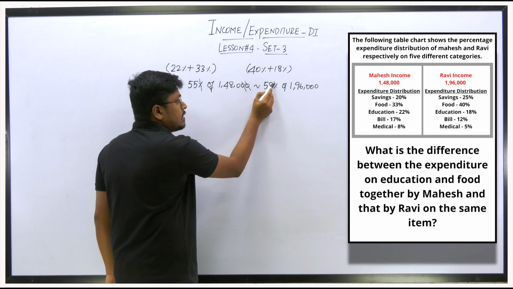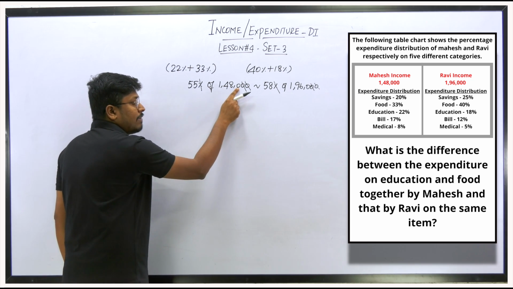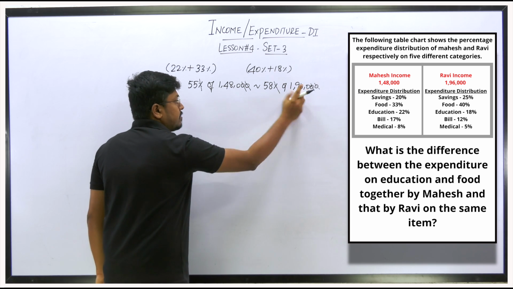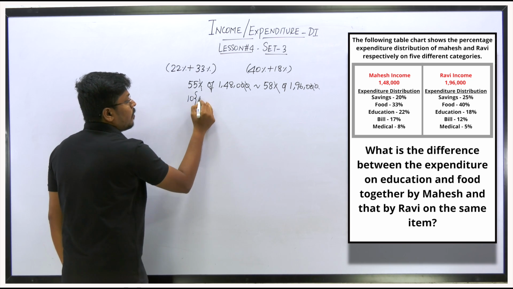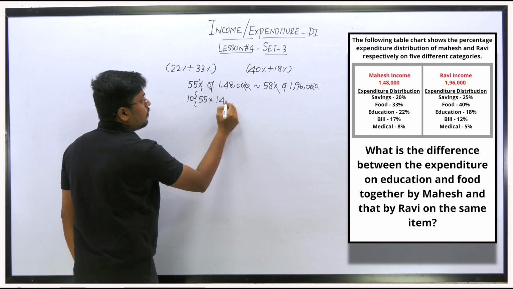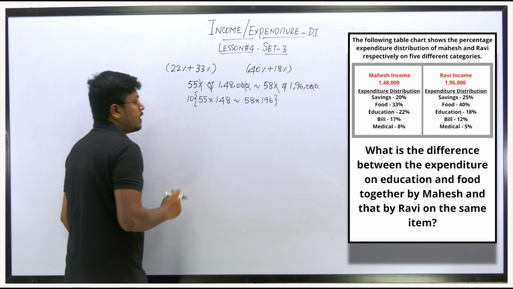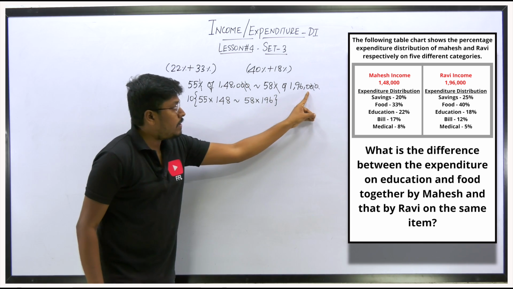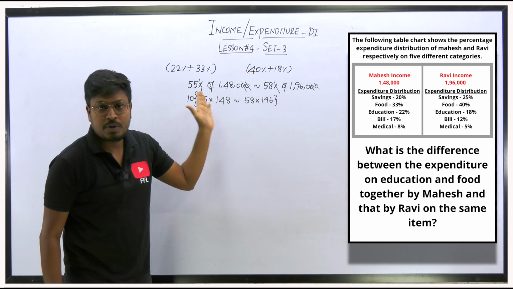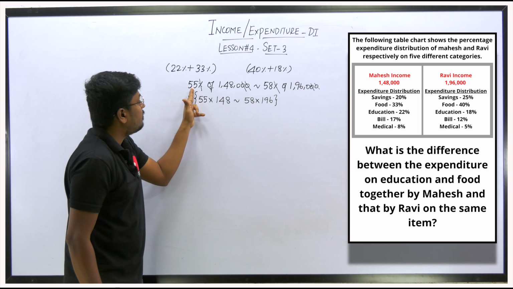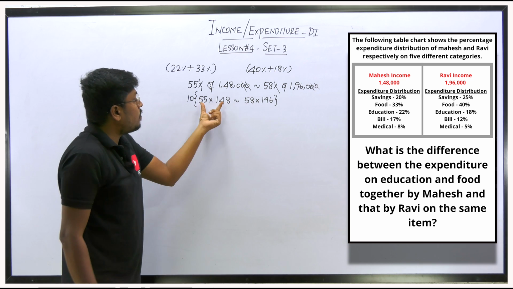Similarly, cancel this percentage. So cancel 20. And in the left hand side part we have 10, and in the right hand side part we have 10. So better just take the common 10 outside. If you take 10 outside, what are the values remaining? 55 into 148, and the difference of 58 into 196. Understood this step or not? What I did is I have just taken the 0 commonly outside from these two numbers, which is 10 here. So the remaining value will be 55 into 148 and 58 into 196.